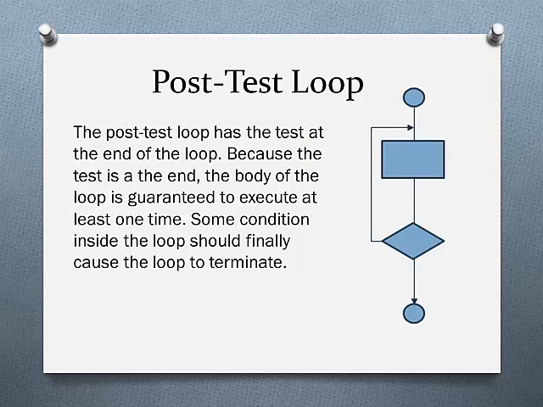The next example is using a post-test loop. The post-test has the test at the end. Because the test is at the end, the body of the loop is guaranteed to execute at least one time. Something inside should finally cause the loop to terminate.